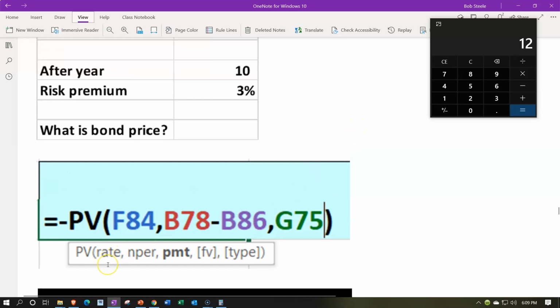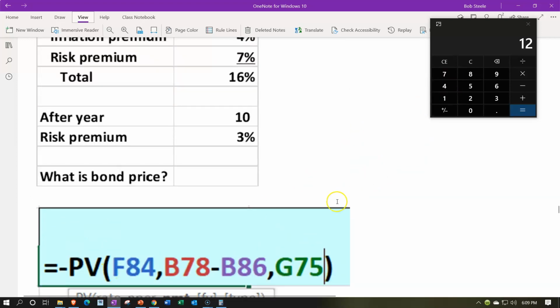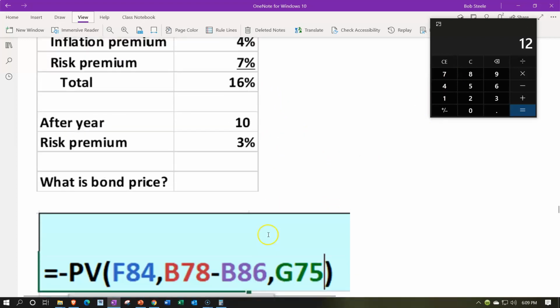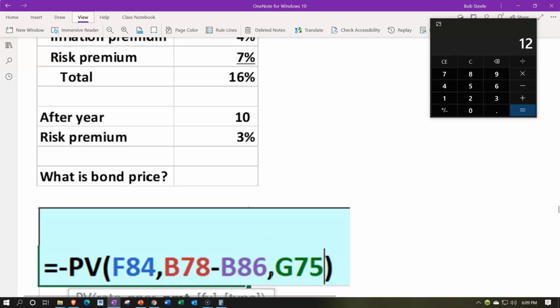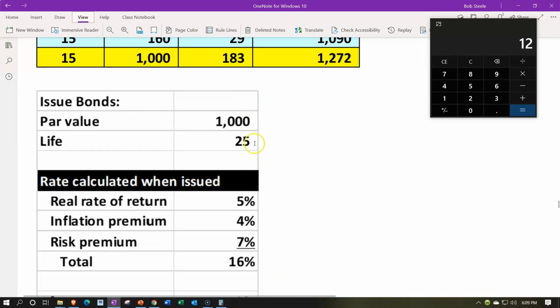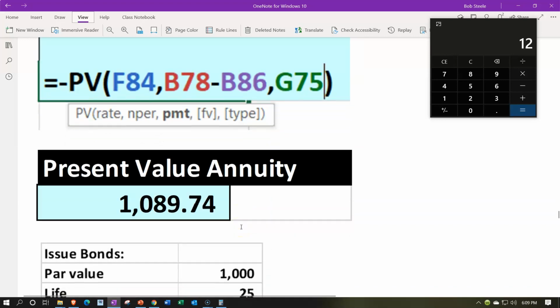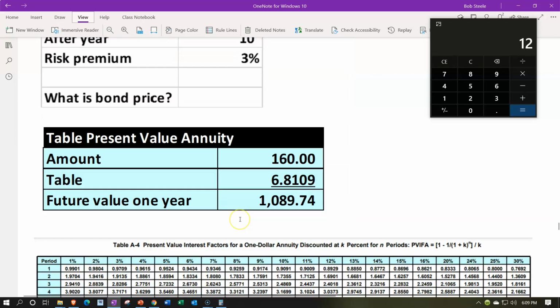Present value is going to give us the rate. That's going to be the 12%, comma. Number of periods is now 25 minus 10, otherwise known as 15, comma. And then the amount is going to be the 1,000 times the 16, or the 160. That will give us magically that 1,089.74.